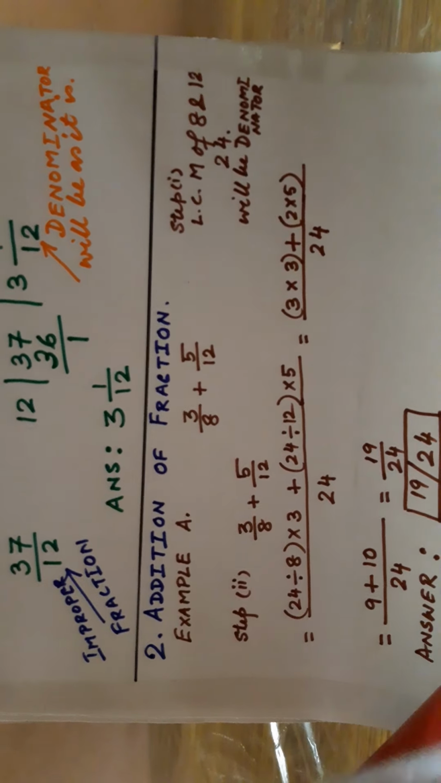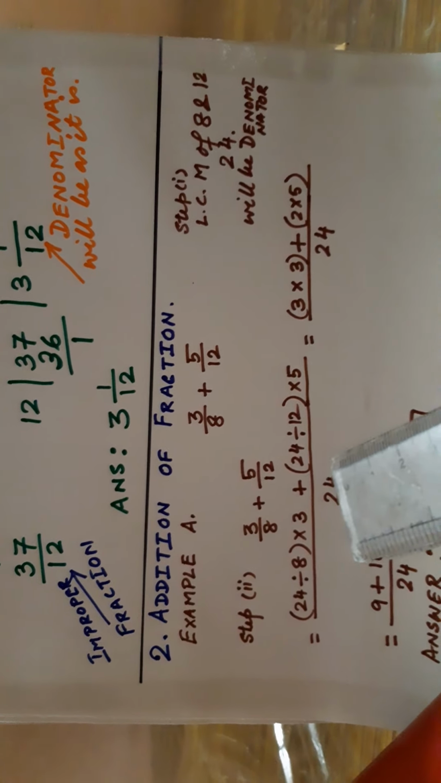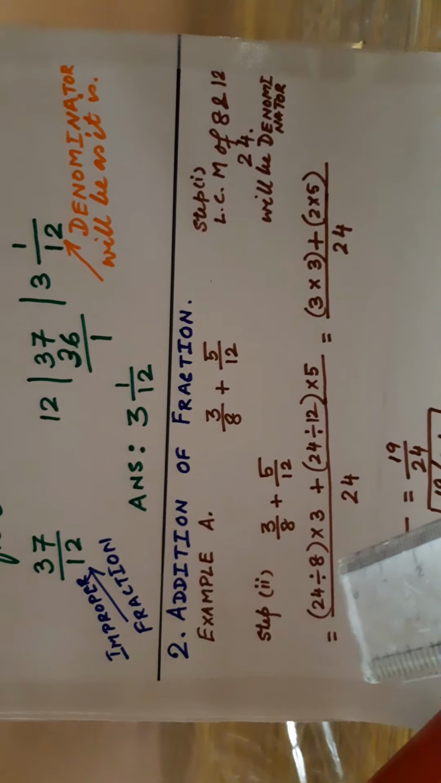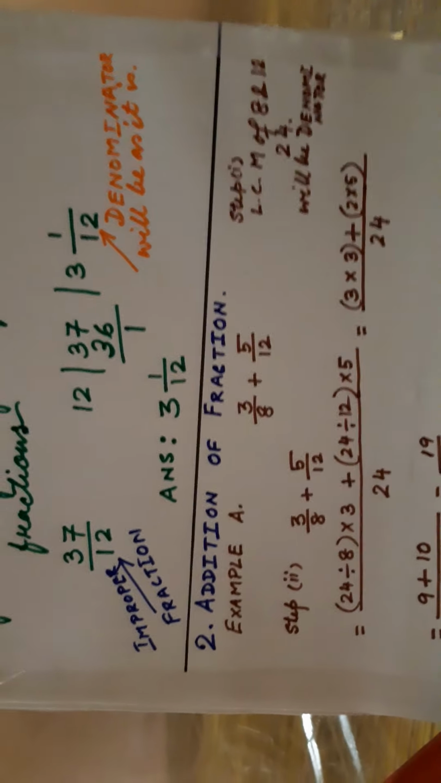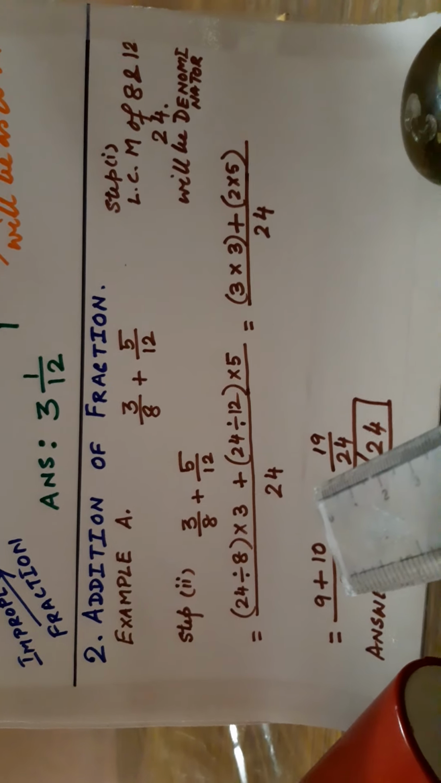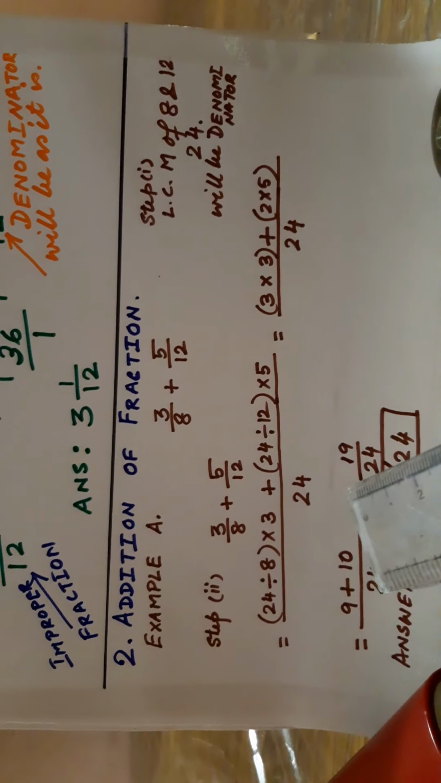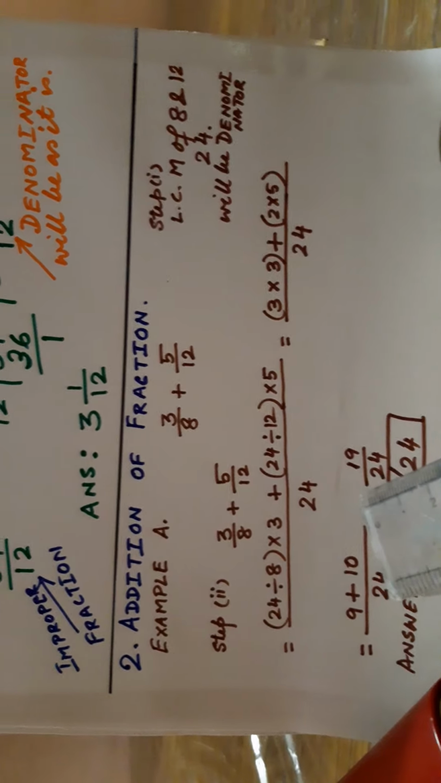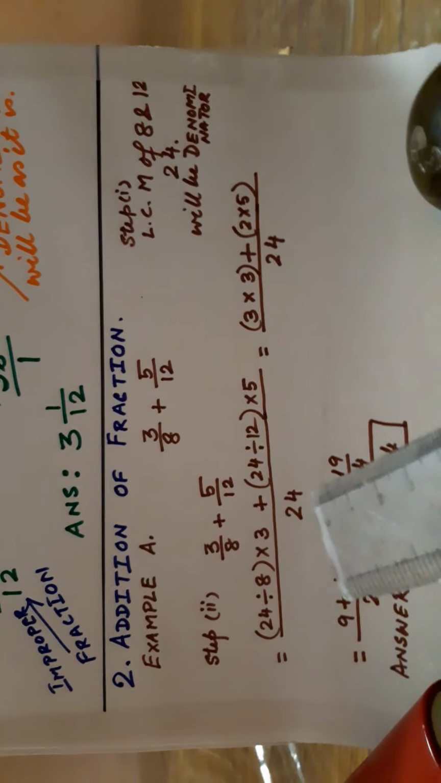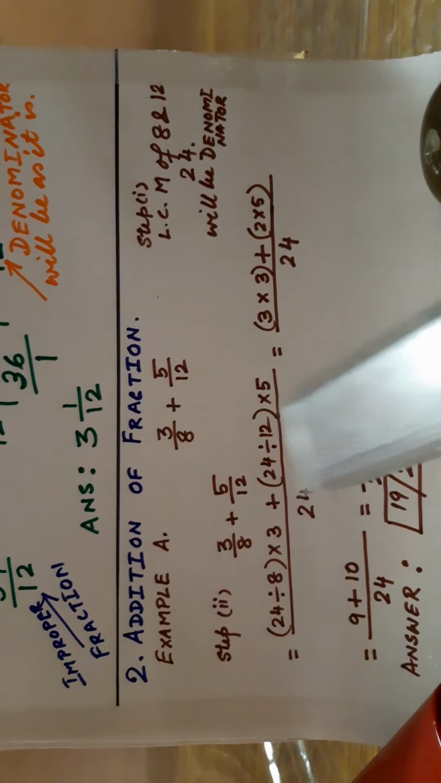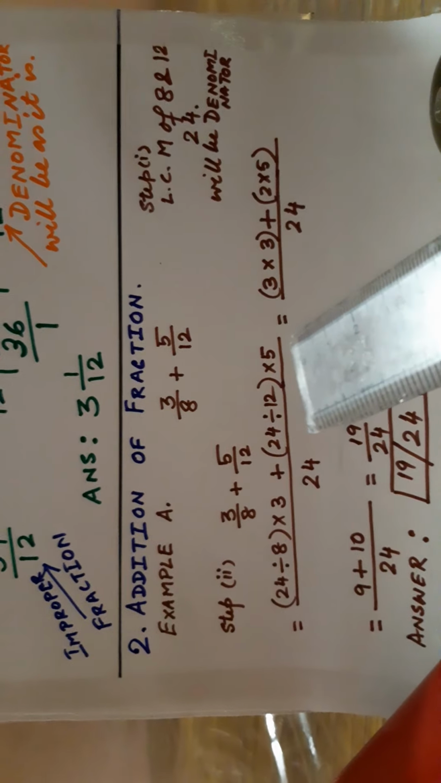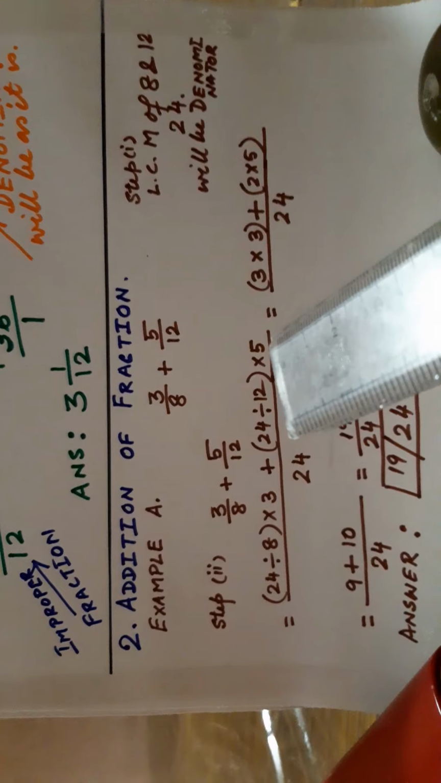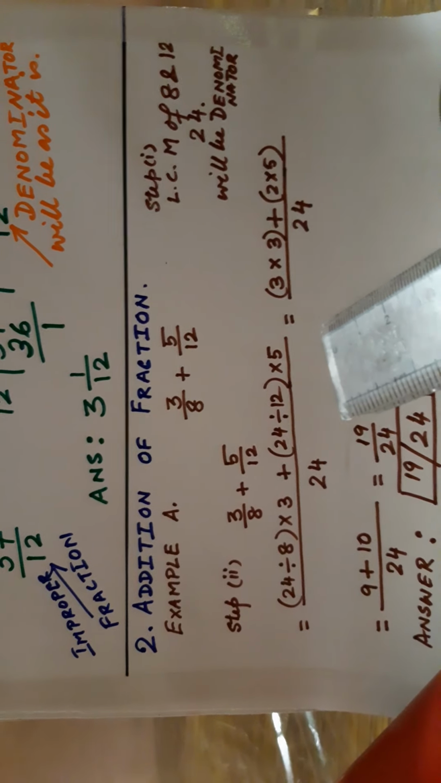Now the vinculum, the equal sign. Now what to do? 24 you have to divide, as the first fraction's denominator is 8. 24 will be divided by 8. Then that one you have to multiply by 3. Then the plus sign, same thing you have to do for the second fraction. 24 you have to divide by the denominator, that is 12. Then you have to multiply by 5. Use brackets, then the sum will be easy.